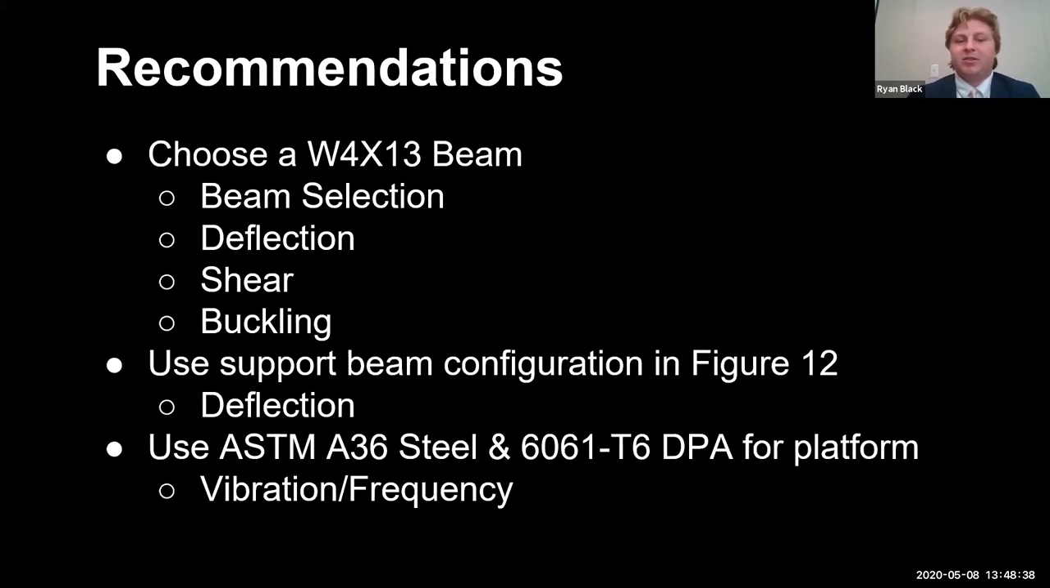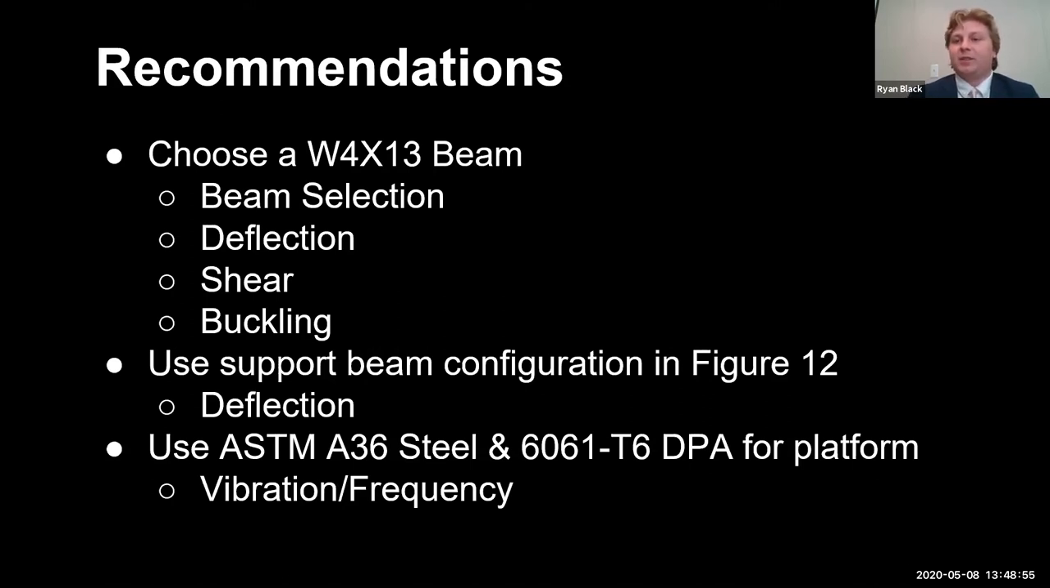Secondly, we asked that Aerojet use the beam configuration that was displayed in figure 12 of this presentation. And this is to ensure that the diamond plated aluminum flooring in those unsupported areas will not deflect more than their allowable deflection of 0.031 inches.